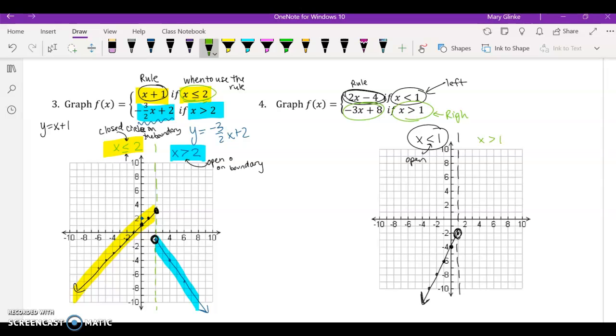For my green one, I'm going to graph this line. My y-intercept is up at 8. My slope is down 3, right 1. So I graph all of my points, and then I figure out which half I wanted. I want the right half and the boundary at 1. So it's going to be everything here, and on my boundary, it would be an open circle. So you can see this green is that right half there.